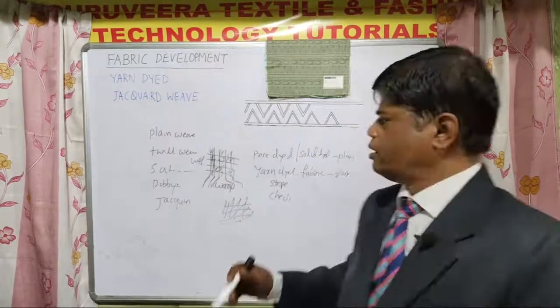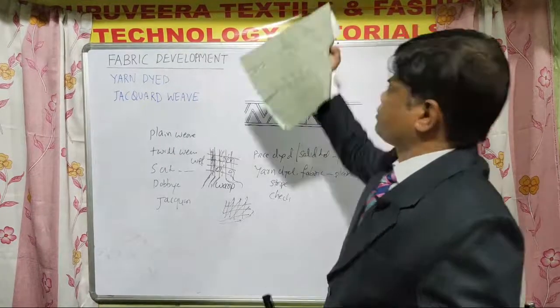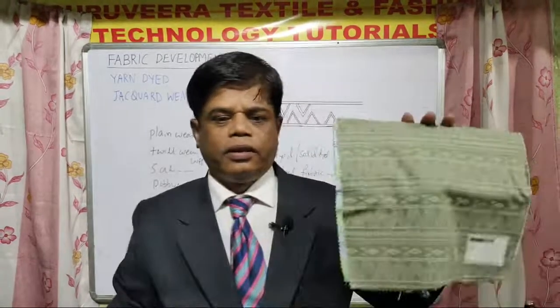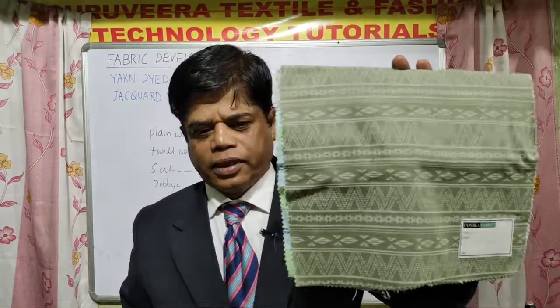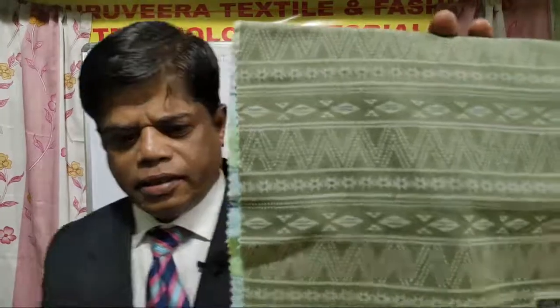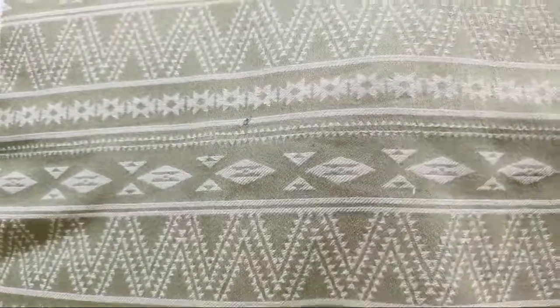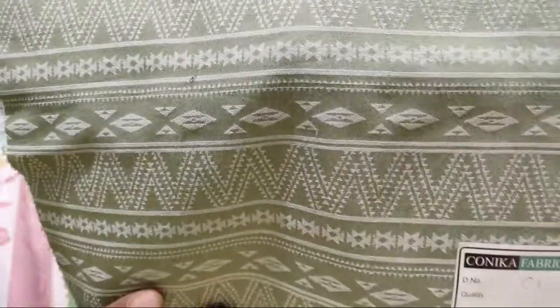Now today, after this introduction, I am going to use some fabric. Here some fabric is there. See, are you seeing this fabric? Okay, I'll come near to the camera. Are you seeing this fabric? This is a yarn dyed fabric, friends. This is a yarn dyed Jacquard fabric. Now it's clear. You are clearly seeing this yarn dyed Jacquard fabric.